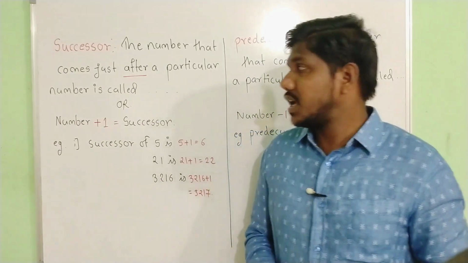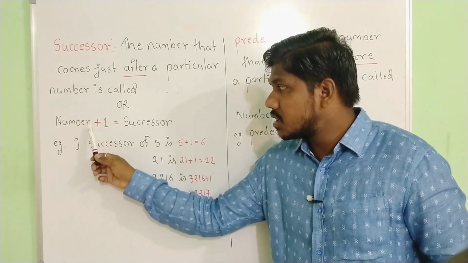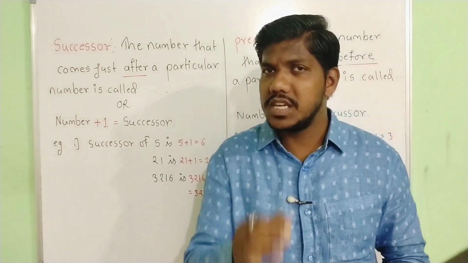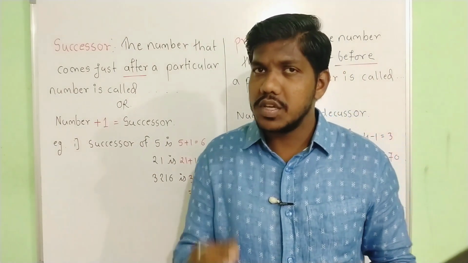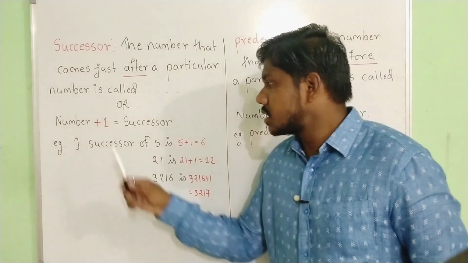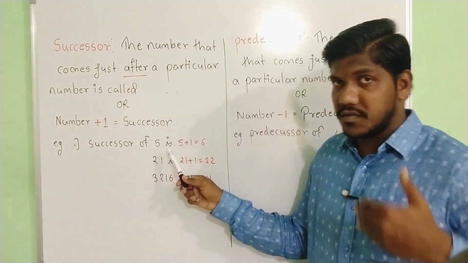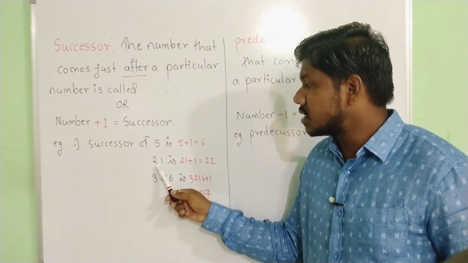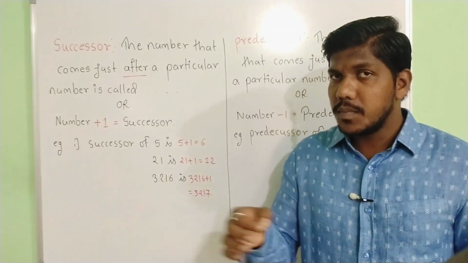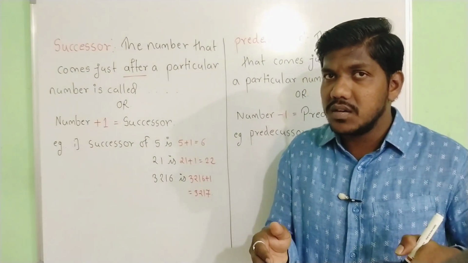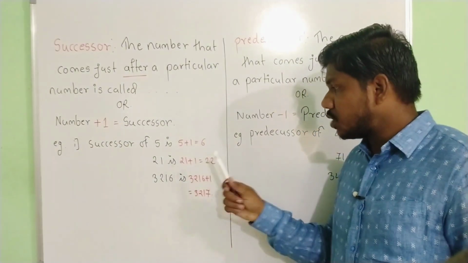Or we can say that given number plus 1 is equal to successor. That means by just adding 1 we get a successor. Clear? So here we have some examples. Successor of 5 is 5 plus 1, 6. That is, 6 is just after 5. Successor of 21 is 21 plus 1. That is just after 21. 21 plus 1, we get the successor, that is 22.